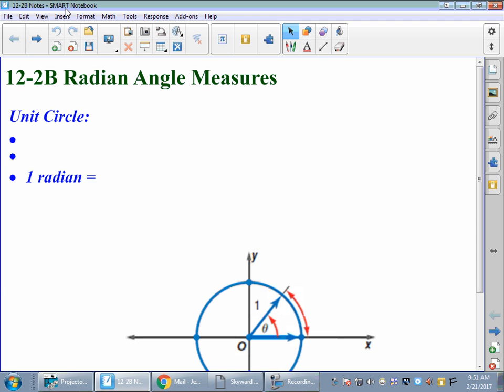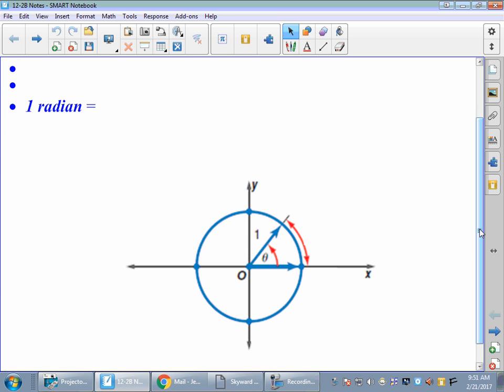So the unit circle, before we begin, we're going to be talking about the unit circle. The reason it's called a unit circle is it has a radius of one whole unit. So this circle down below here has a radius of 1. So if this radius here is 1 unit, okay, it could be 1 inch, it could be 1 foot, it could be 1 mile, okay, then this is also 1 because all radii are congruent.